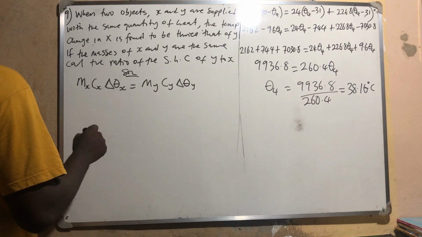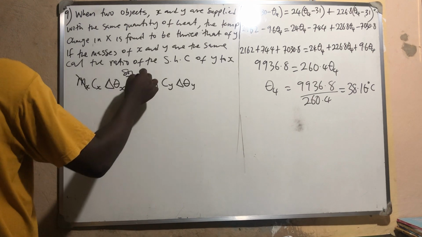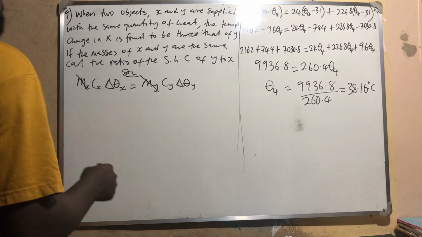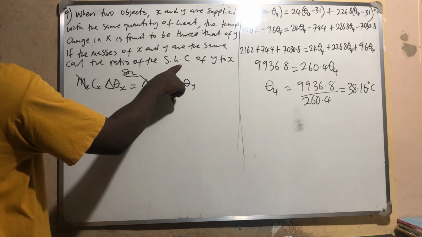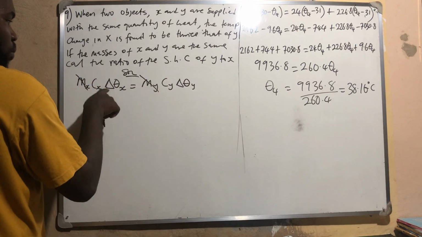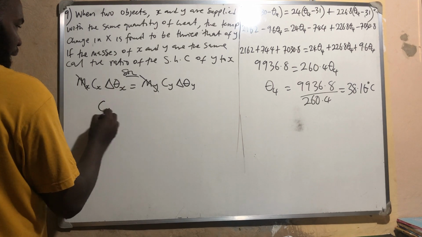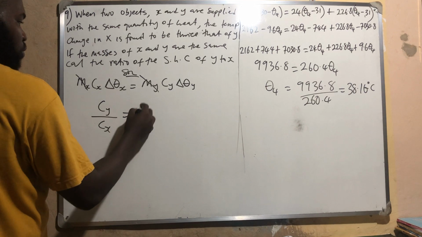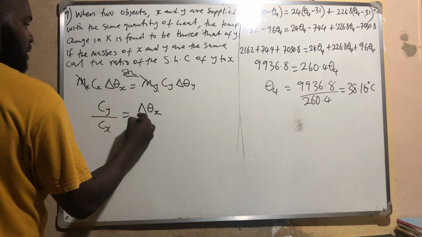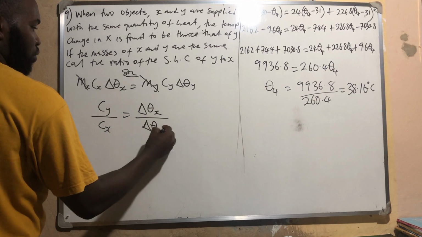All right, but they say that their masses are the same, so the masses will cancel. Okay, so they are asking us the ratio of what? Find the ratio of the specific heat capacity of Y to X. So Y divided by X, so Cy divided by Cx. This one will come down, so that the other one will go down, is equal to change in temperature of X over change in temperature of Y.